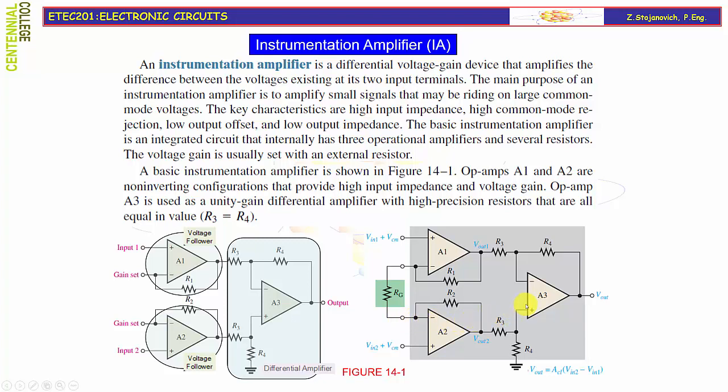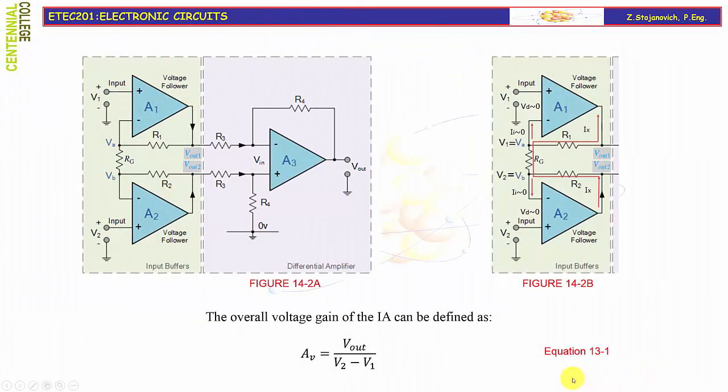Once again, we cannot expect any voltage gain from amplifier A3, which works in differential configuration, because resistors R3 and R4 are equal. So whatever Vout1 and Vout2 are at the input of this differential amplifier, the output will be the difference between the two. The overall voltage gain of the instrumentation amplifier can be defined as the ratio Vout over differential input V2 minus V1, as given in equation 13-1.